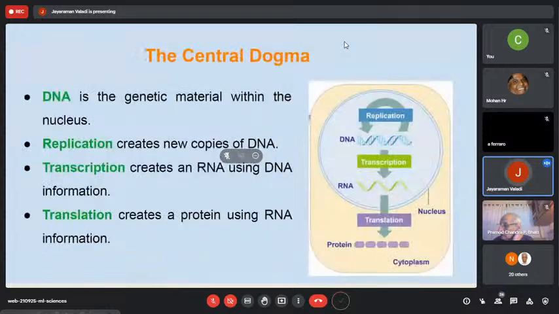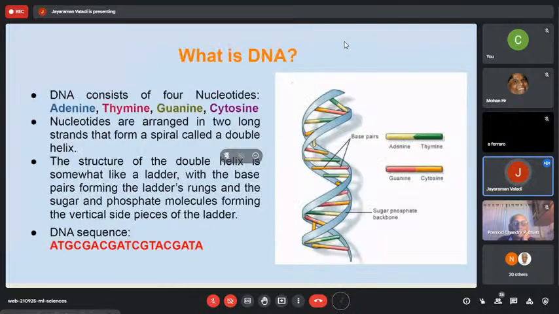As we know, DNA is the genetic material within the nucleus. Replication of DNA creates new copies of DNA. Transcription creates an RNA using the DNA information. Further, translation creates a protein using the RNA information. The DNA consists of 4 nucleotides: adenine, thymine, guanine, and cytosine. The nucleotides are arranged in a double helix structure, and a DNA sequence looks something like that. A given DNA sequence consists of a specific arrangement of the 4-letter words A, T, G, C. Different DNA sequences will have different arrangements of this sequential pattern, and different lengths also.